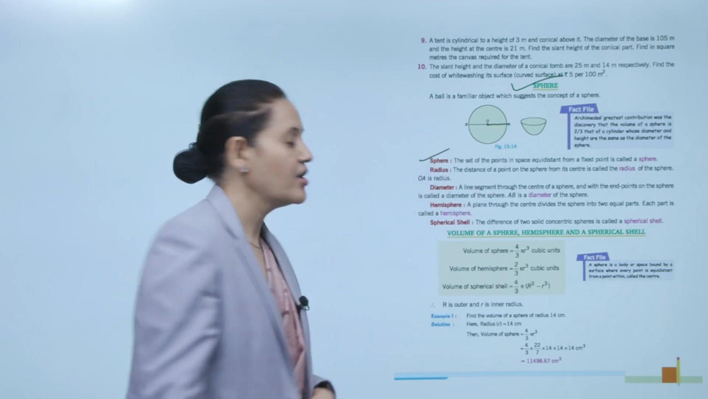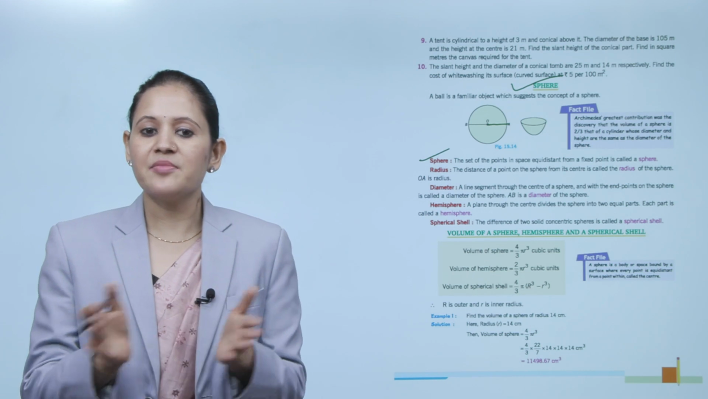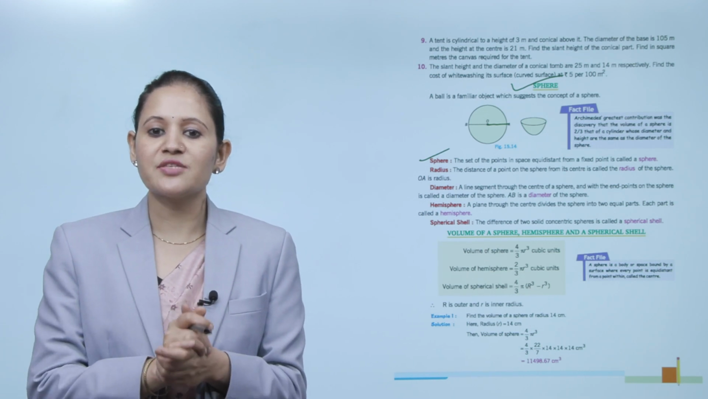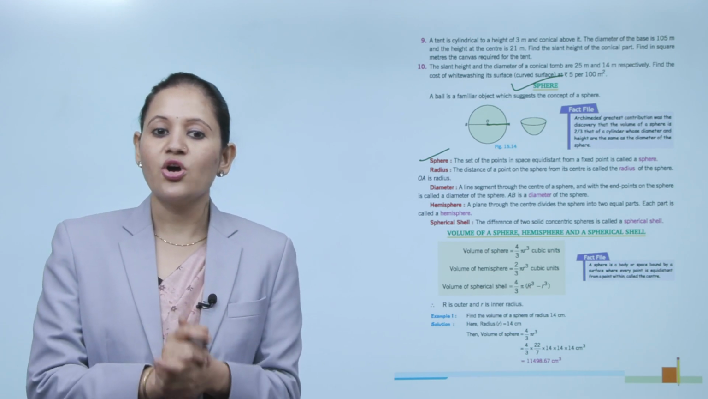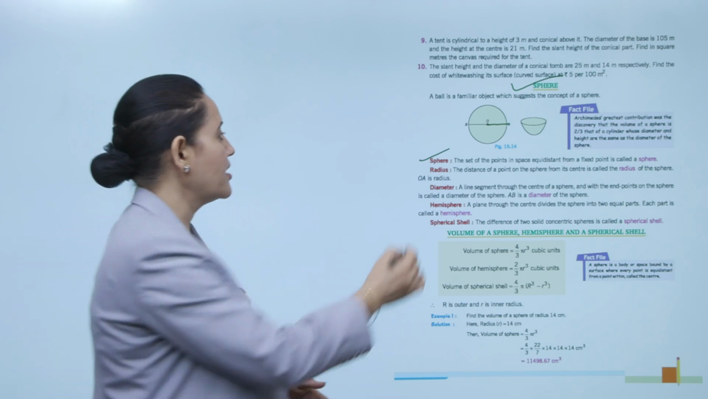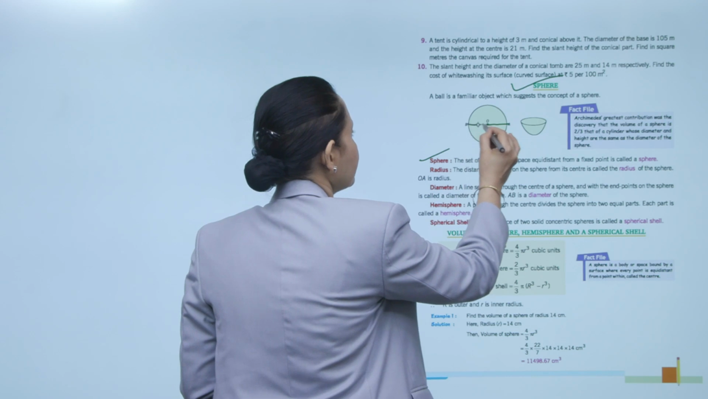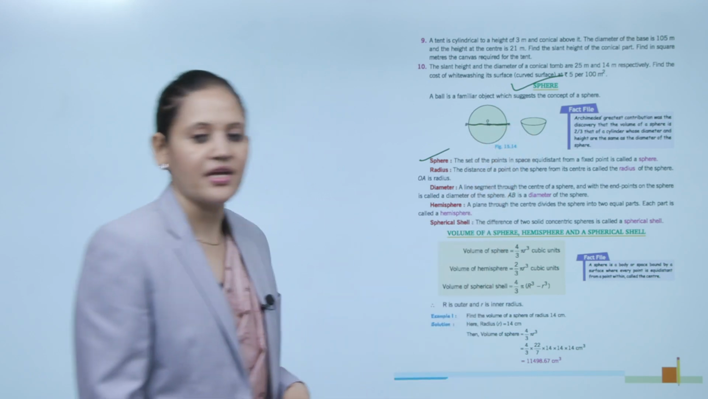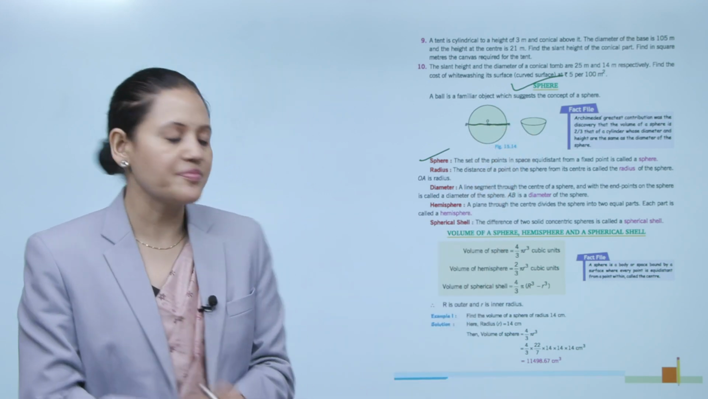OB is also a radius. Diameter: the line segment through the center of the sphere with its end points on the sphere is called the diameter of the sphere. AB is the diameter of the sphere. Clear? Next is hemisphere.